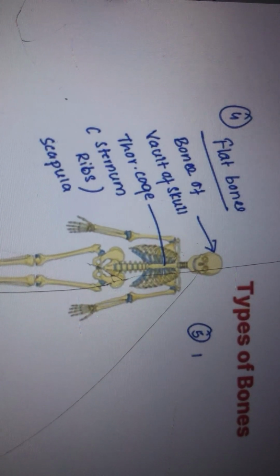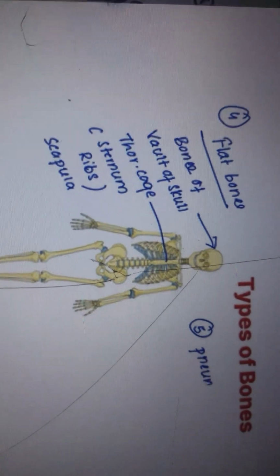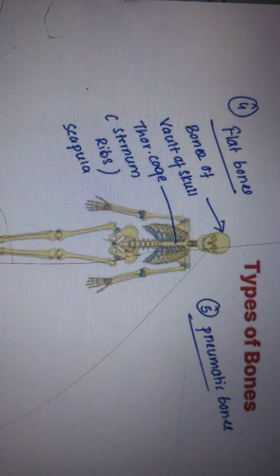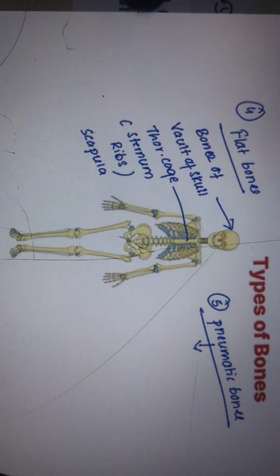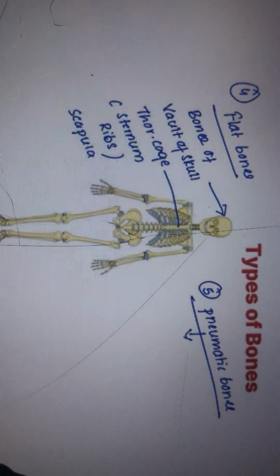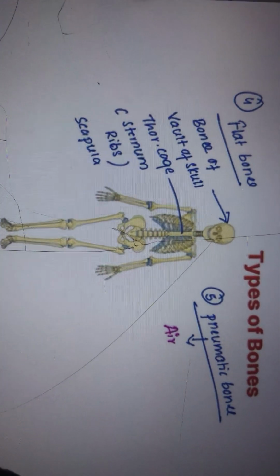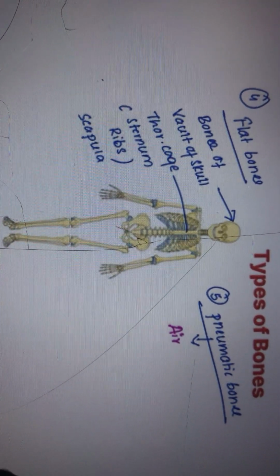The next type we have is pneumatic bone. Now what exactly are pneumatic bones? What is the literal meaning of the term pneuma? Pneuma means air, right? So these are the bones which have air inside. So where do we find such bones?